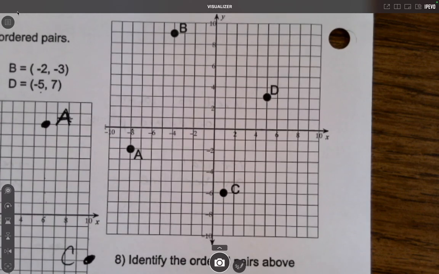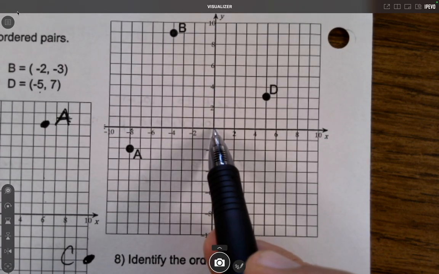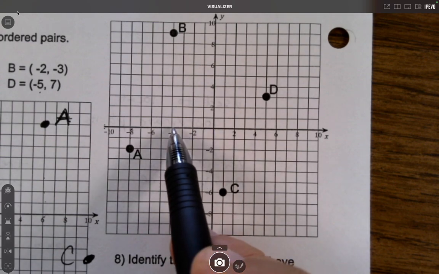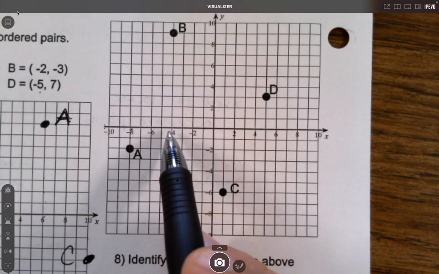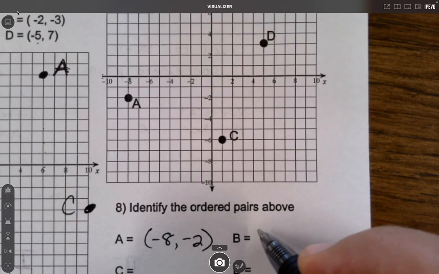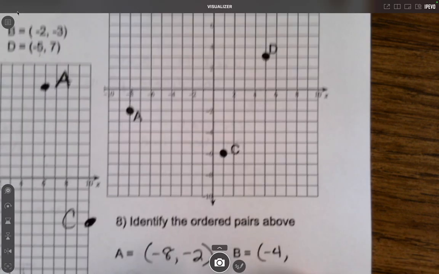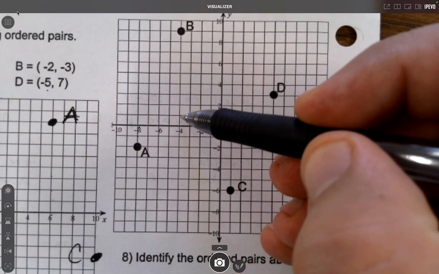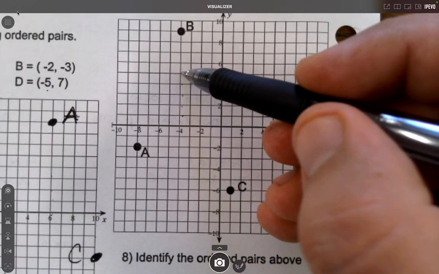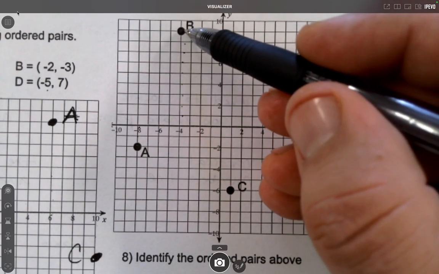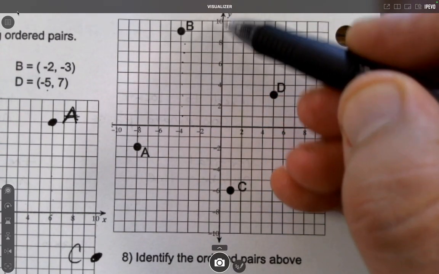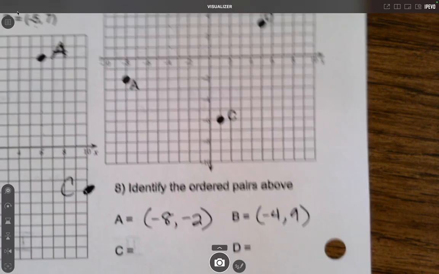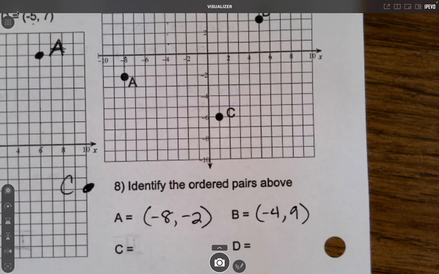Okay, B, we start at the origin always. We see we have to go to the left to get to B, so we go left 1, 2, 3, 4. So it's at negative 4. So we go left 4, then we go up 1, 2, 3, 4, 5, 6, 7, 8, 9. You can see it has to be 9 because it's between 8 and 10. So 9 is our second number. So B is at negative 4, 9.